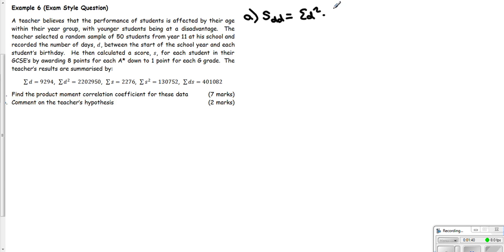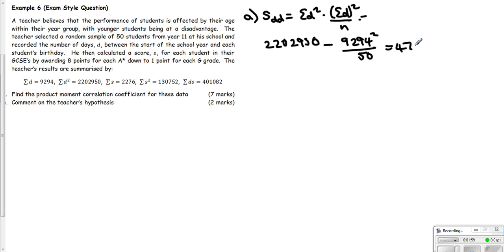So it's sum of D squared minus sum of D all squared over N. Sum of D squared is 2202950, and then sum of D squared, and I think we had 50 students. And if we work that out, large numbers here, so I'd definitely be saving them in the calculator.